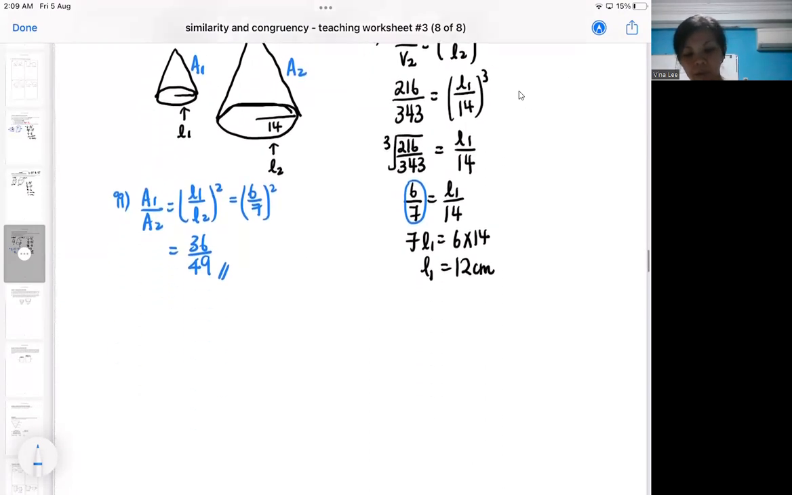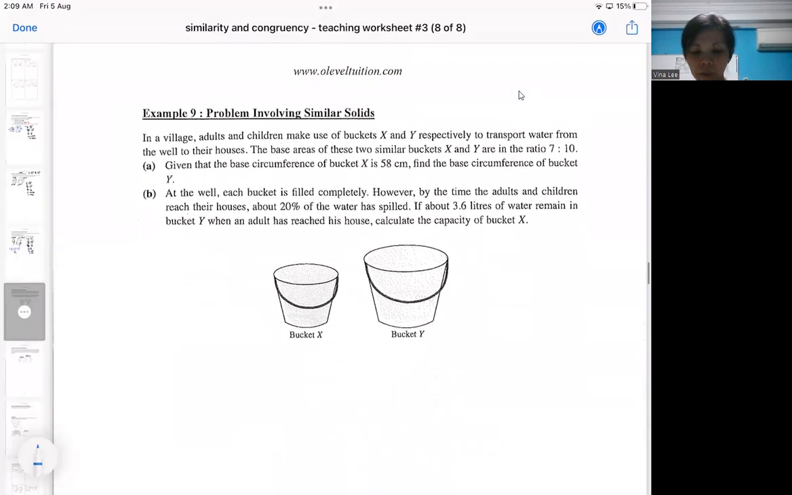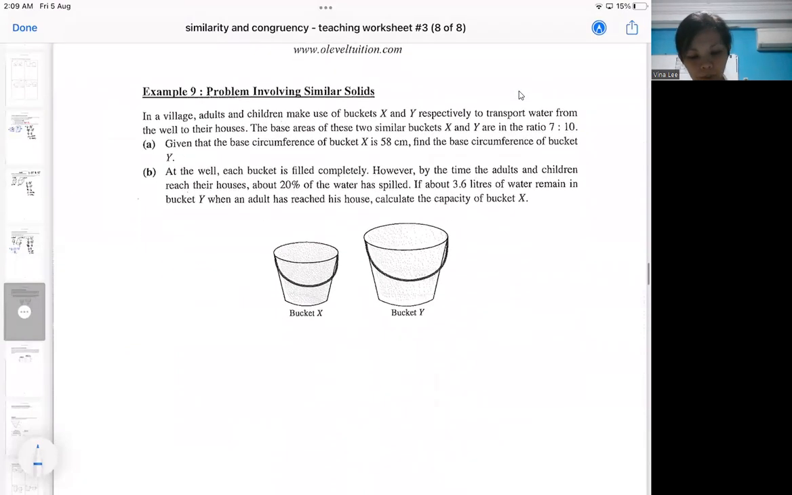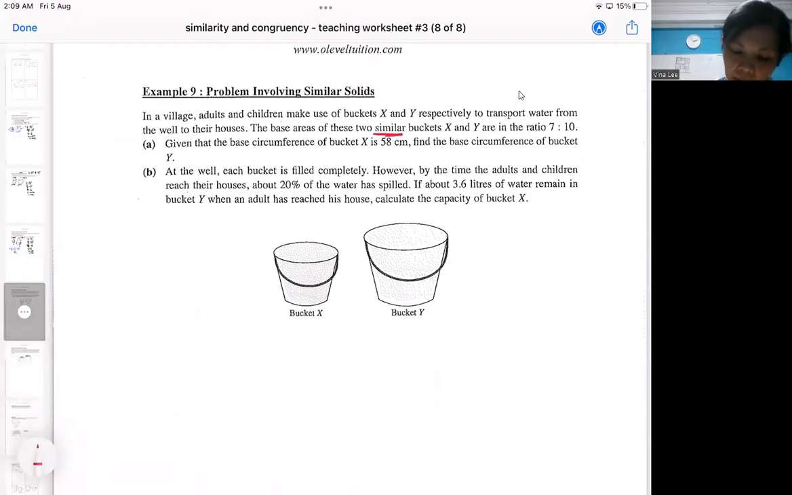In fact, we will still have this kind of real world context. They show a bucket, and then they already say that they are similar. The question says that they are similar, and they gave us a base area. So read this question. This base area is in the ratio of 7:10. This is the common mistake. A lot of people couldn't interpret the 7:10.